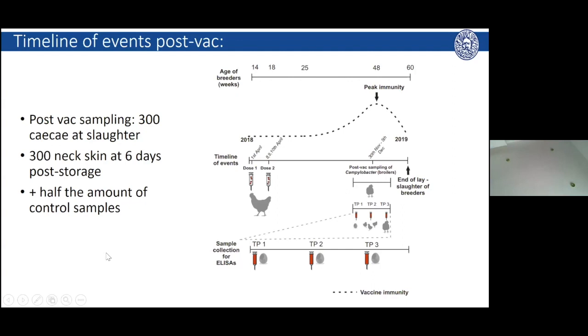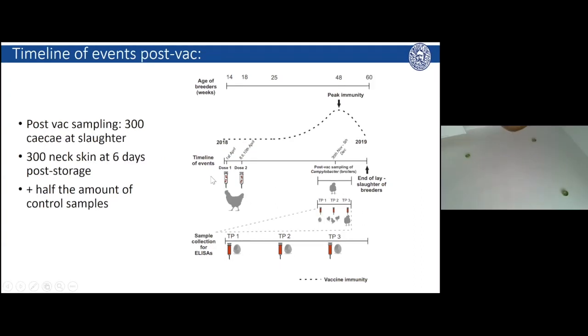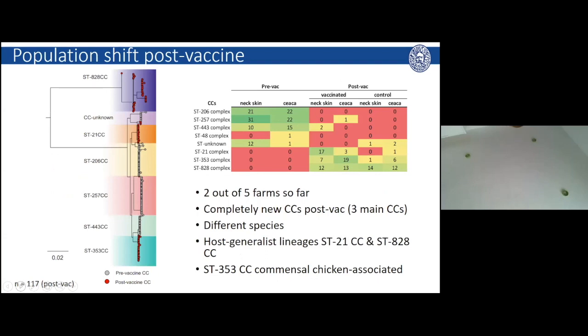So we gave the breeders 2 doses, and then when we expected them to reach around peak immunity age in the vaccinated, we sampled the progeny of the breeders at this point to look for Campylobacter. We sampled around 900 isolates from 5 farms of vaccinated progeny and also 5 farms of control progeny. And then we sequenced these.